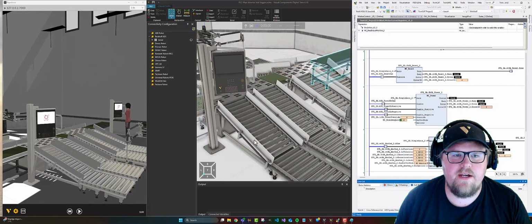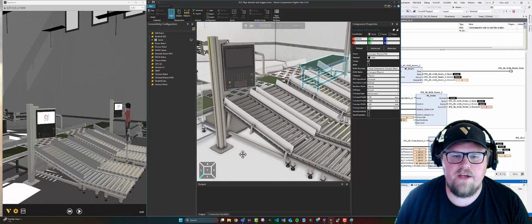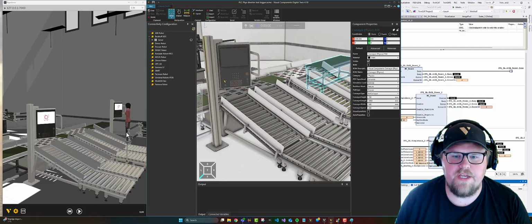So here I have the game changer we have all been waiting for. In this setup we have Visual Components Experience on the left hand side, Visual Components Digital Twin 4.10 in the middle, and Beckhoff TwinCAT on the right hand side. Visual Components Experience is set up to stream from the Visual Components application. That basically means that whatever I have here will be live represented over here.